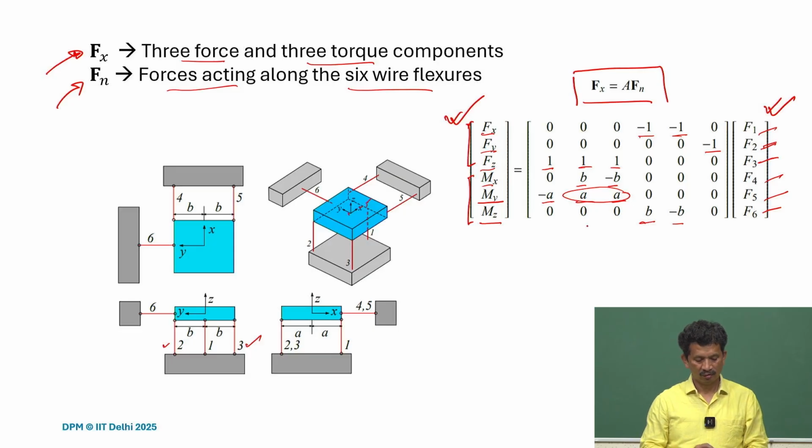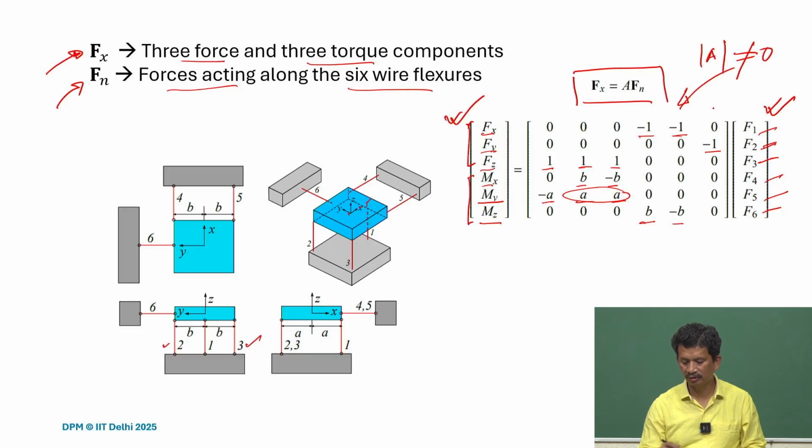So one can derive it, write the equations and get it, and what you realize is that if you take the determinant of this matrix A, it is non-zero. If it's 0, it means something is missing and there might be some over constraints, so some degrees of freedom left.